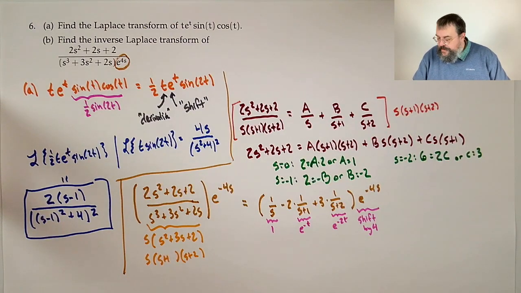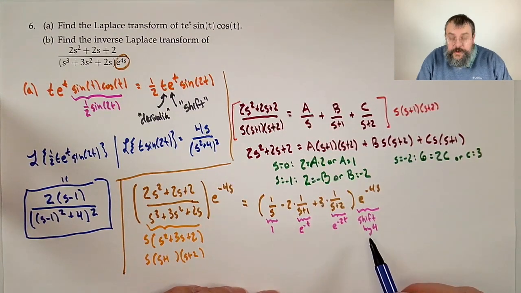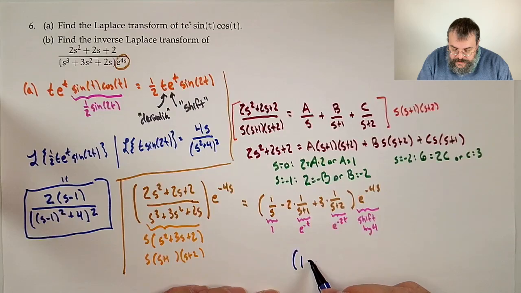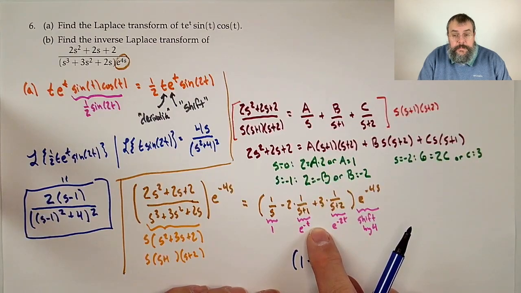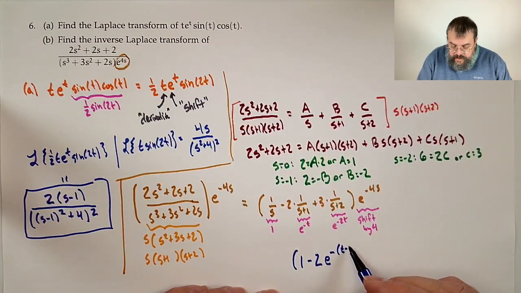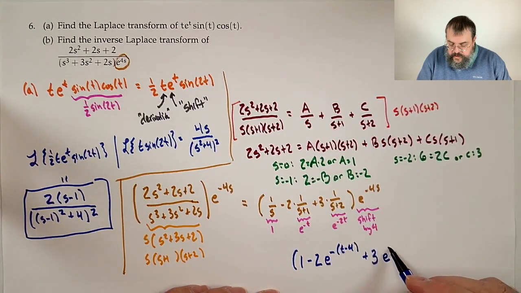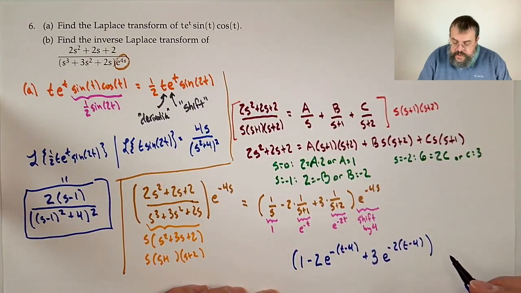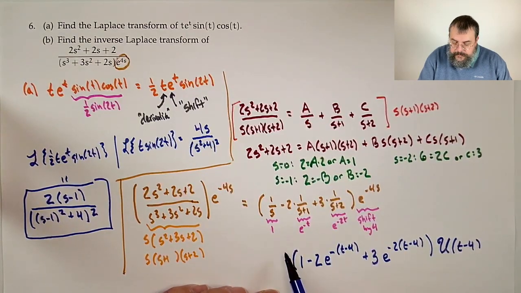So, here we go. What's our final answer? Our final answer is take 1, but we shift. Well, if you shift 1, it's still 1. All right, so we have 1 minus 2 e to the minus, shift. Now, what do I mean by shift by 4? So this would be t minus 4. All right, and then plus 3 e to the minus 2, t minus 4. Okay, that's the functions shifted. And don't forget that you have to have that unit step function, t minus 4.